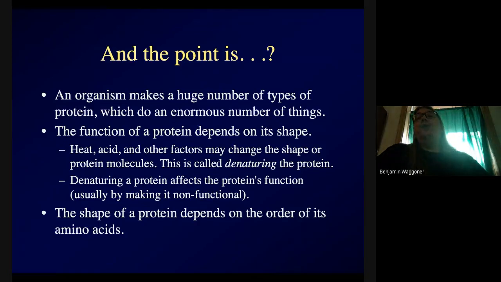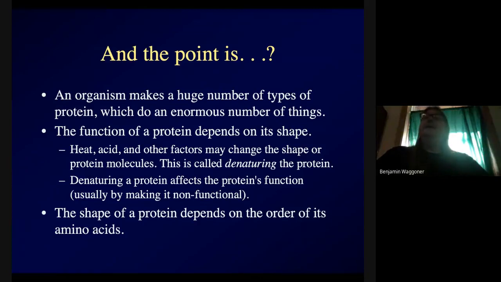Proteins can't work if they don't have the right shape, and the shape depends on the order of amino acids. If you put a protein together with the wrong order of amino acids, the protein will take the wrong shape, and then the protein won't be able to do what it's supposed to do.